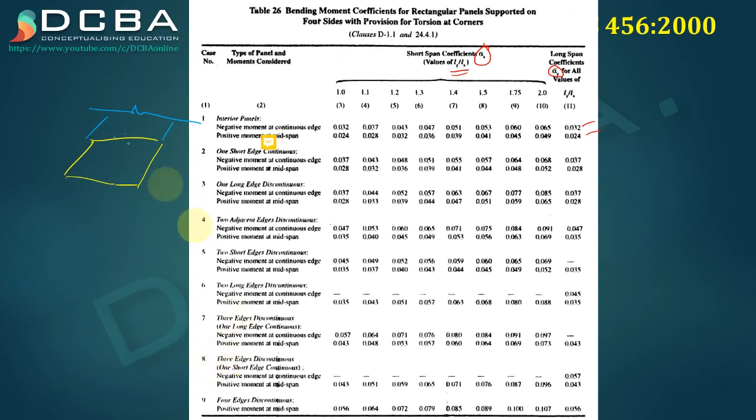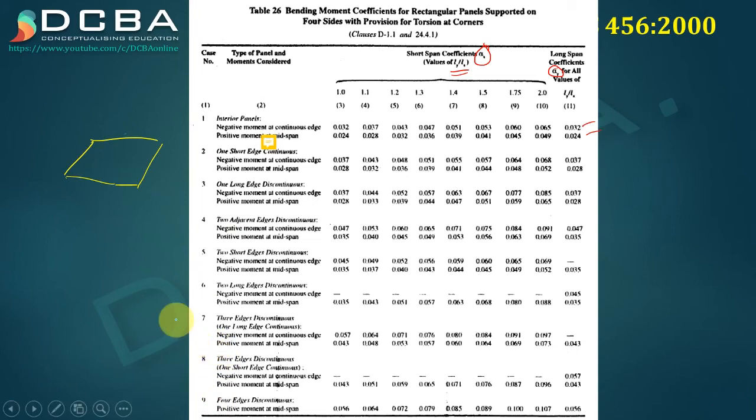Case 8 says that one short edge is continuous, so the slab is continuous only along that one short edge and the other three are discontinuous. And case 9 says that all four edges are discontinuous, but these four edges are not simply supported, they are fixed. So all these 9 cases I have told you.